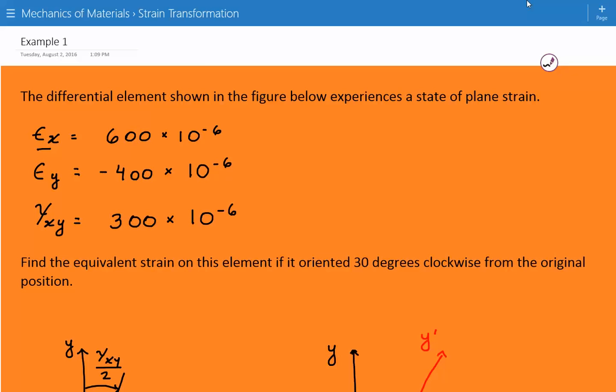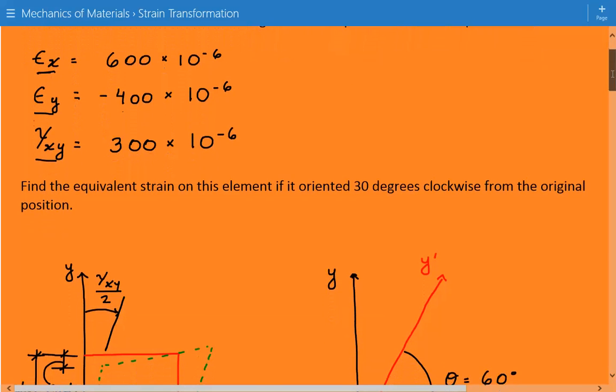And then the shear strain, gamma xy, is equal to 300 times 10 to the negative 6. Since this is a state of plane strain, the other three strain components will be 0. So we have these two normal strains, epsilon x and epsilon y, and we have one shear strain. And so we need to find the equivalent strain on this element if it's rotated 30 degrees clockwise from the original position.